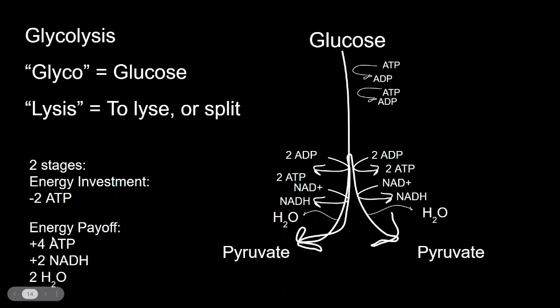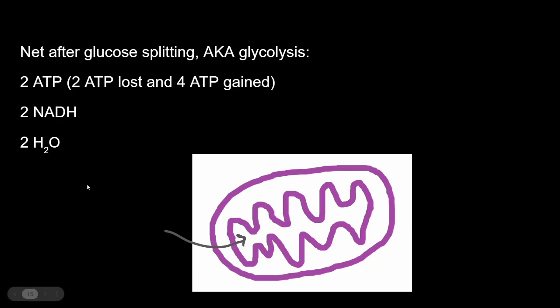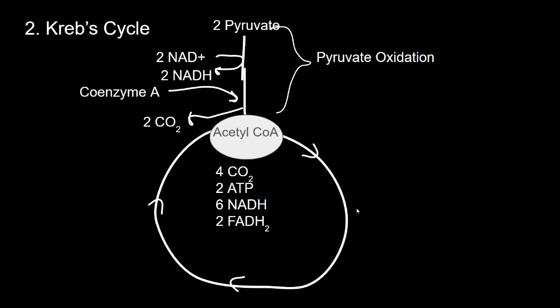There's an energy payoff stage where a total of 4 ATP are generated, 2 NADH are generated, and 2 H2O are released as a byproduct. Our net results after the glucose splitting is that we get 2 ATP because 2 ATP were lost and 4 ATP were gained. We get 2 NADH and we have 2 H2O as a byproduct. Up next, we're going to be heading into the mitochondria, into this mitochondrial matrix right here for our Krebs cycle.